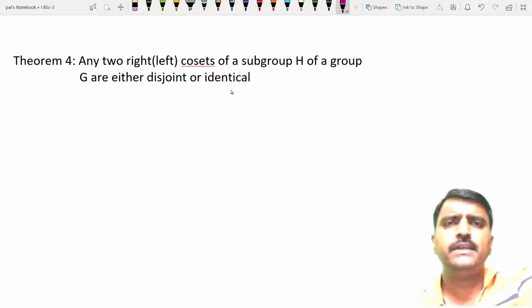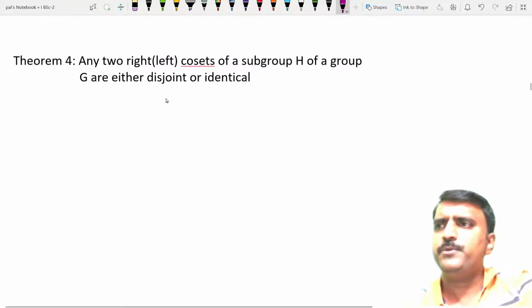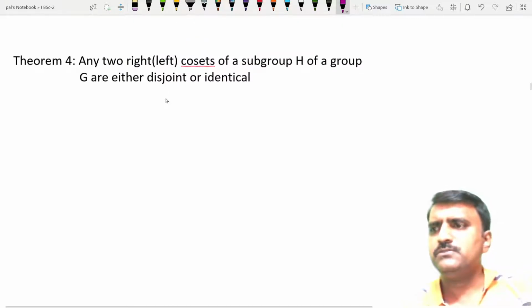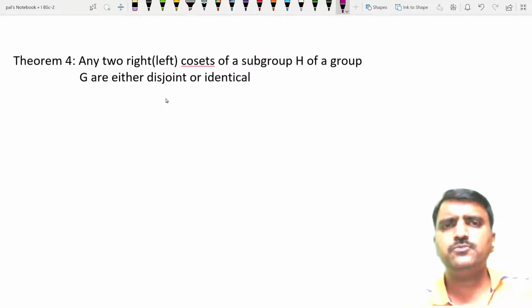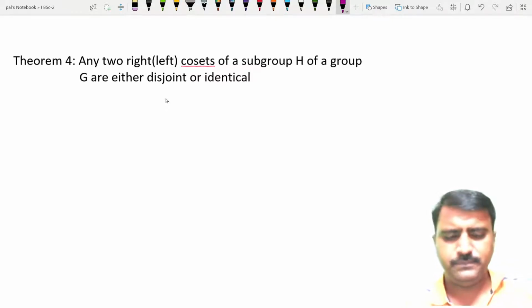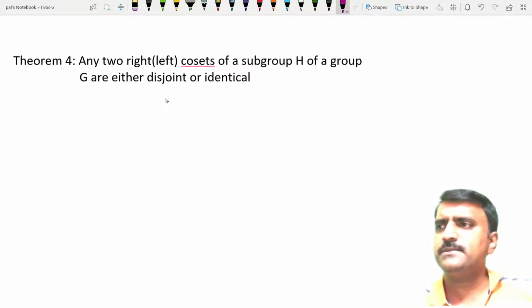So two right cosets are either disjoint or identical. Two right cosets or left cosets. Two left cosets are either disjoint or identical. We have to prove this simple property. So you take two right cosets, or two left cosets. In the beginning, I am just taking two right cosets.